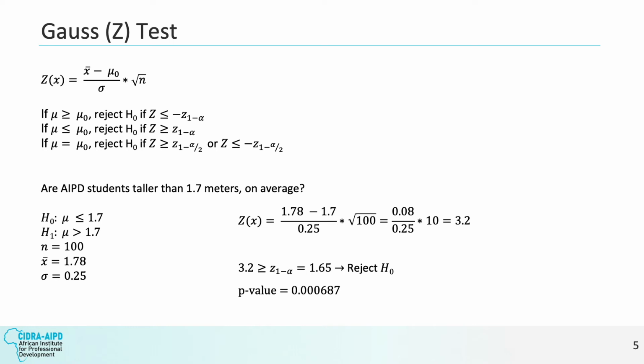We therefore reject the null hypothesis and accept our alternative hypothesis, and conclude that our sample is definitely not part of a population with an average height of 1.7 meters.